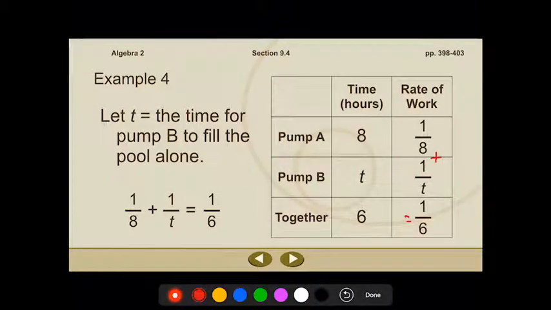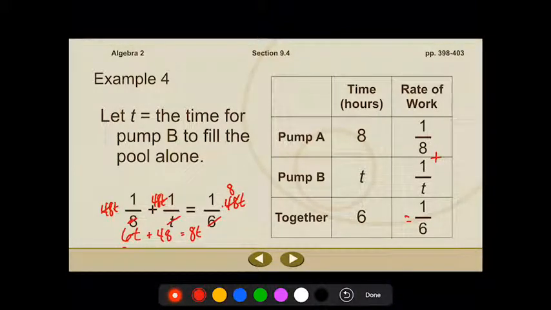I'm going to multiply everything by 48t. That's just the way I do it. Here, 8 goes into 48 6 times, so that's 6t times 1, which is 6t. And then here the t's cancel, so I get 48 times 1, which is 48. And then over on this side, 6 goes into 48 8 times, and that gives me 8t.